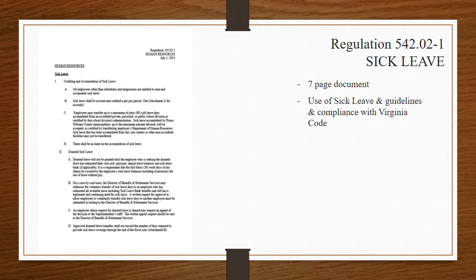Within the 7 pages of this document, it also talks about the use of sick leave, and they define it for you. It says all eligible employees may use sick leave for themselves, for family members, or for a permanent resident of the employee's household. So then they go into a full definition of immediate family members as well, which is pretty cool.